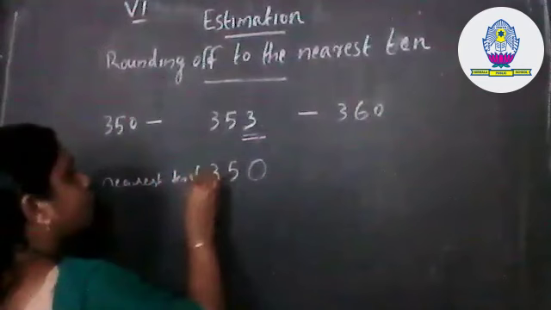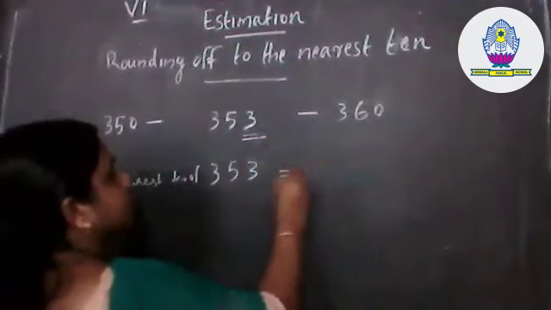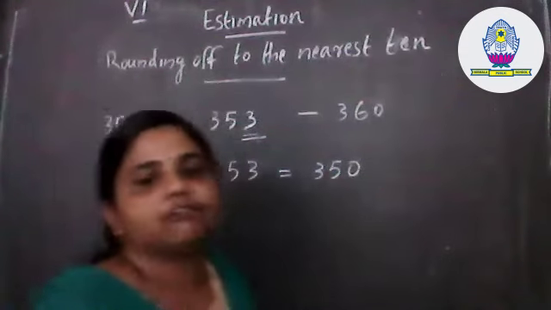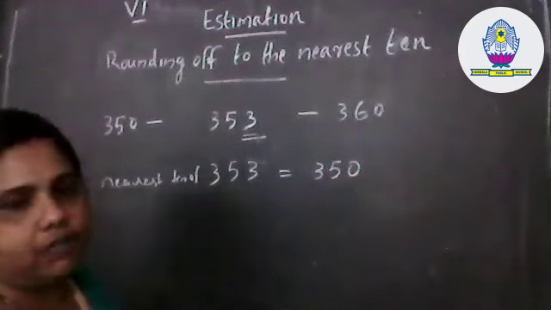So the nearest 10 of 353 is equal to 350.